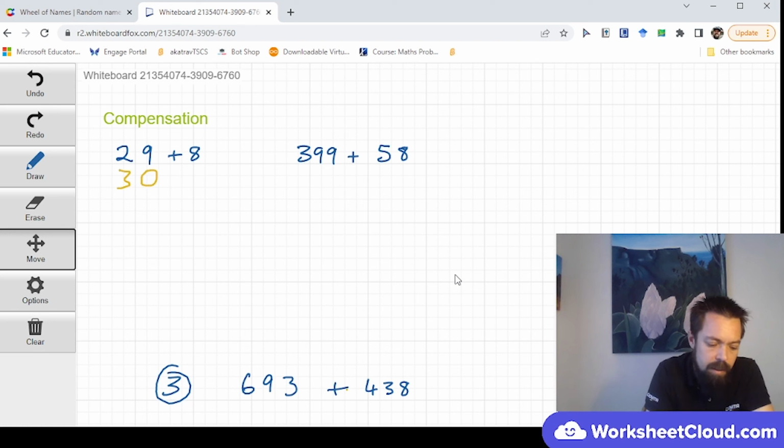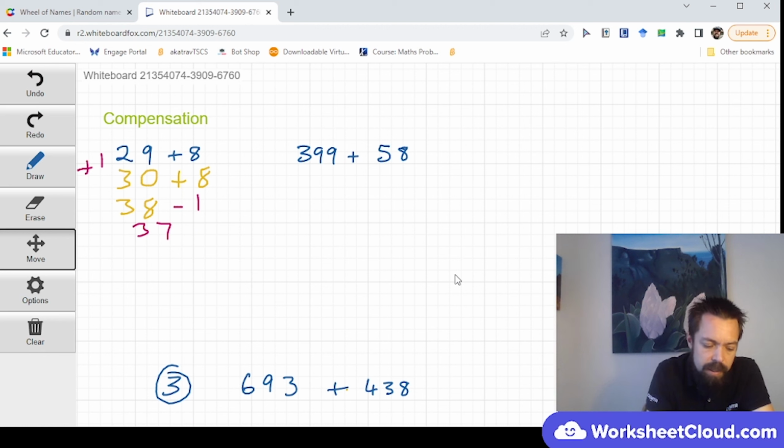30. Okay, and 30 plus 8 is easy. That's 38. But that's the wrong answer because I have added 1 when I was up there. So in order to get the right answer, I now need to take away the one that I've added, which gives me 37. And that is the correct answer.